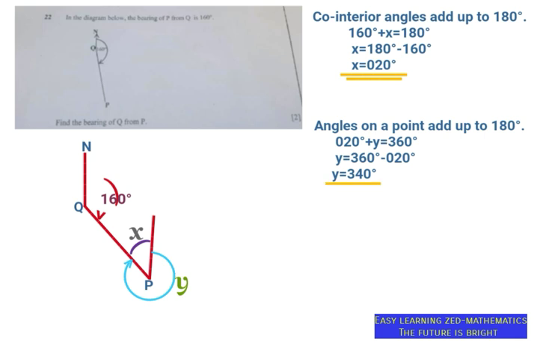So the bearing of Q from P is equal to 340 degrees. Basically, this is how you find the bearing of any given letter or any given point.